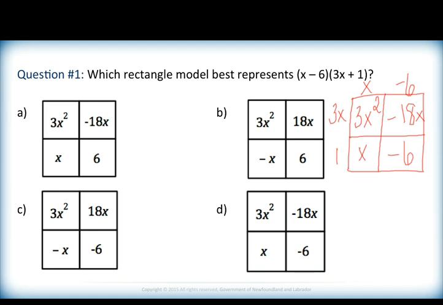So all we have to do now, we don't have to combine any like terms or anything. We're just going to look to see which rectangle model best represents what we have here. And if you notice, it is going to actually be D.